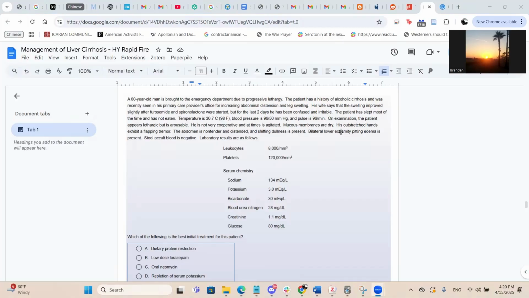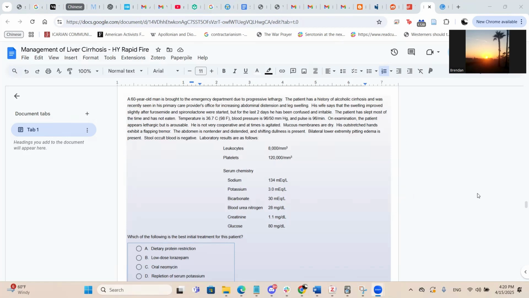A 60-year-old man is brought to the emergency department due to progressive lethargy. The patient has a history of alcoholic cirrhosis and was recently seen in his primary care provider's office for increasing abdominal distension and leg swelling. His wife says that the swelling improved slightly after furosemide and spironolactone, but for the last 2 days, he's been confused and irritable. The patient slept most of the time and has not eaten.